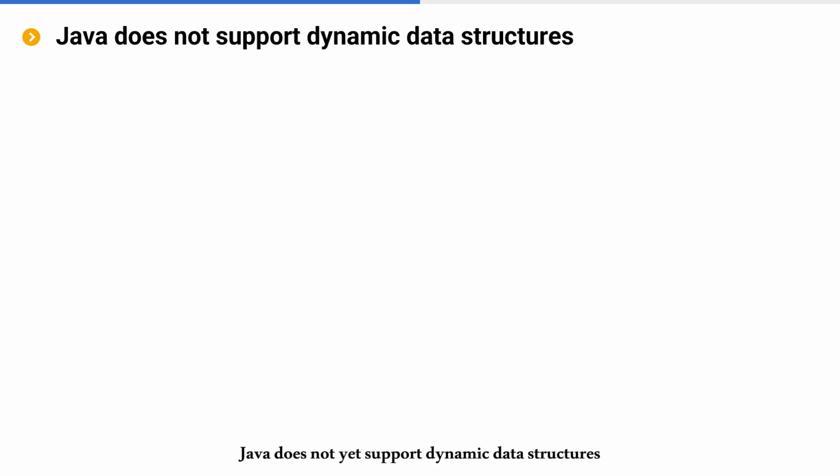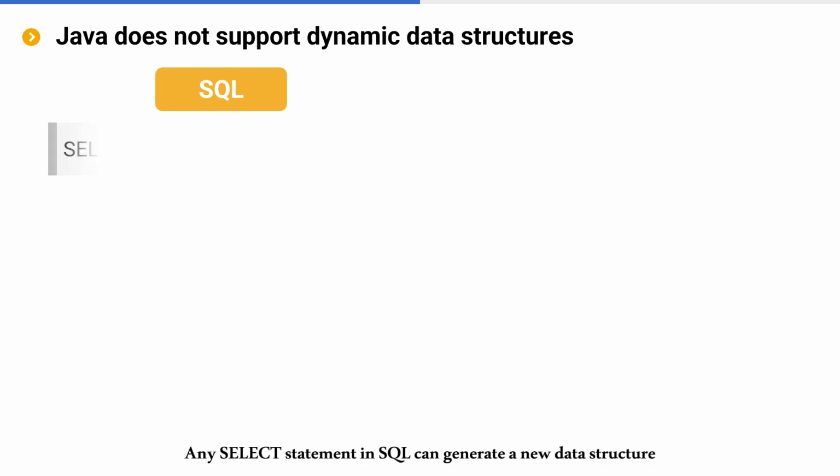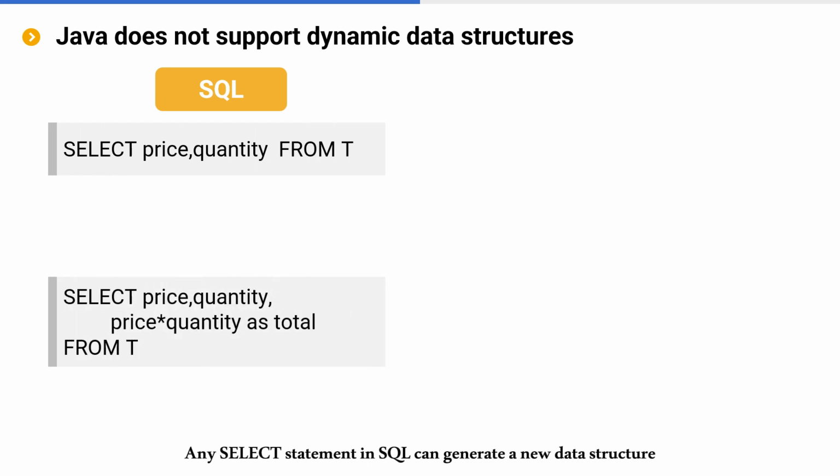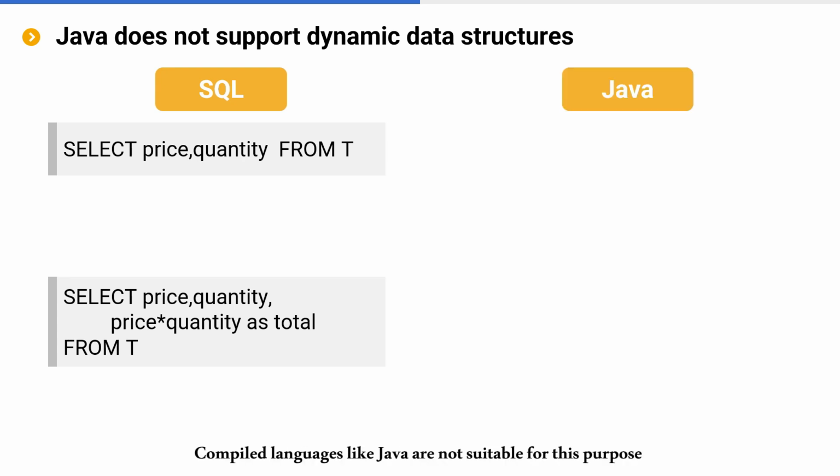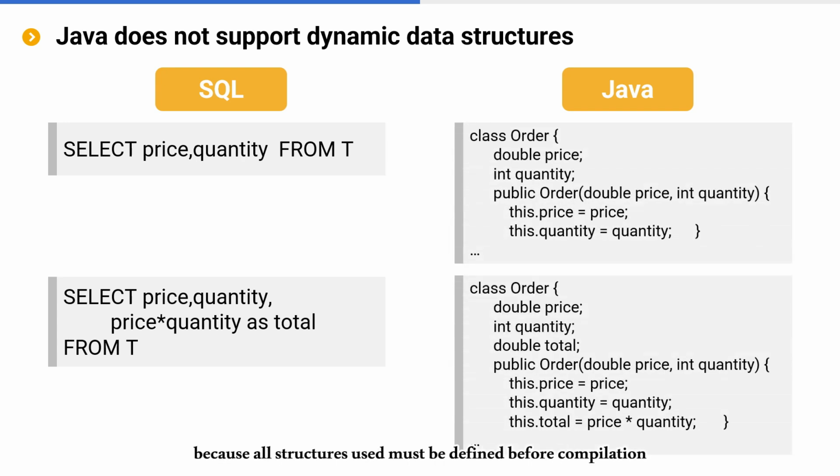Java does not yet support dynamic data structures. In structured data computing, calculation often yields structured data that is related to operations and cannot be predetermined before coding. Therefore, the ability to support dynamic data structures is essential. Any select statement in SEQL can generate a new data structure, allowing fields to be added or removed freely in the code without needing to define the structure beforehand. Compiled languages like Java are not suitable for this purpose because all structures used must be defined before compilation. In principle, new structures cannot be dynamically generated during execution.